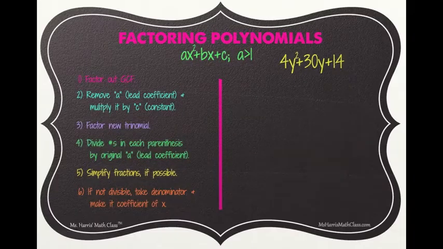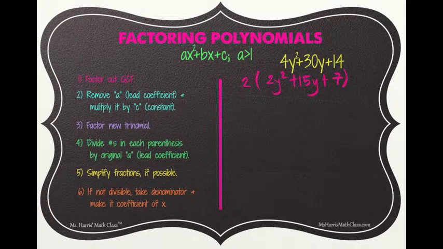Let's factor one more trinomial, 4y squared plus 30y plus 14. This trinomial does have a common factor. Its greatest common factor is 2. We'll factor out the 2, which leaves us 2y squared plus 15y plus 7. The 2 we factored out is still a factor. We'll place it below in our answer to ensure we do not forget about it. Now we'll factor the remaining trinomial.